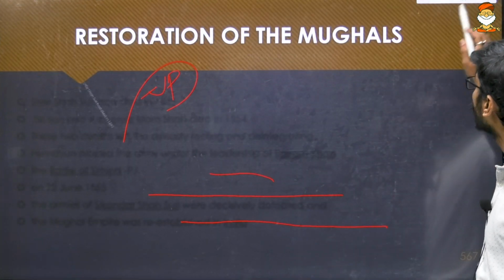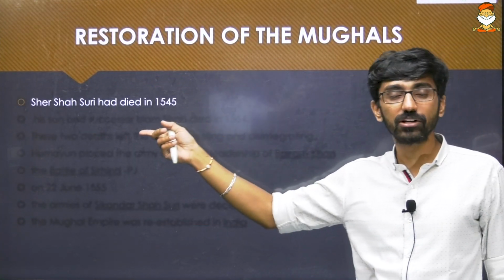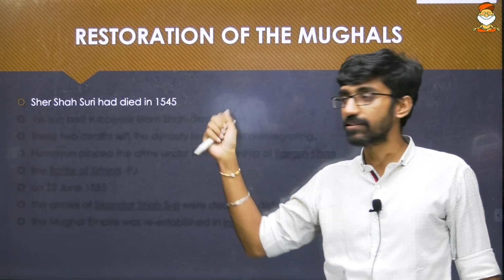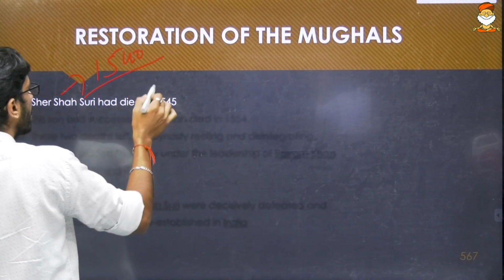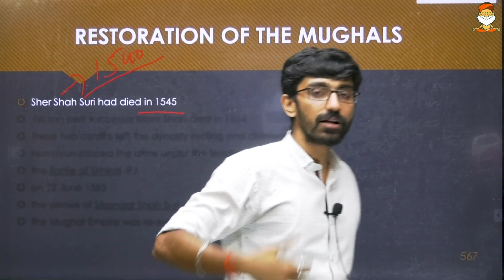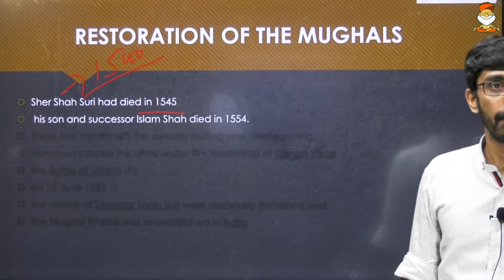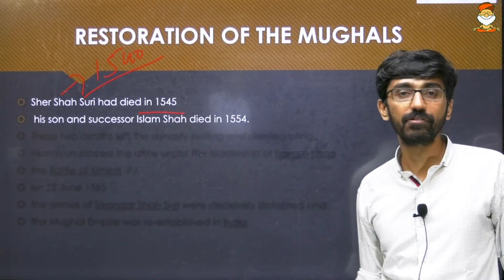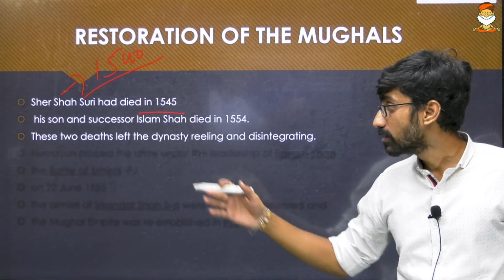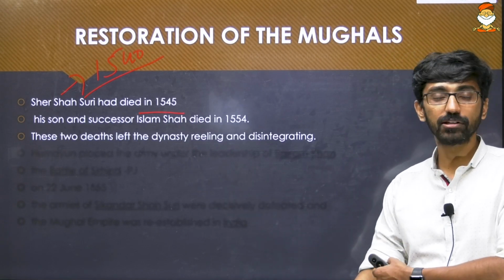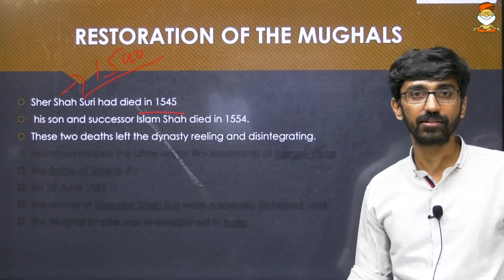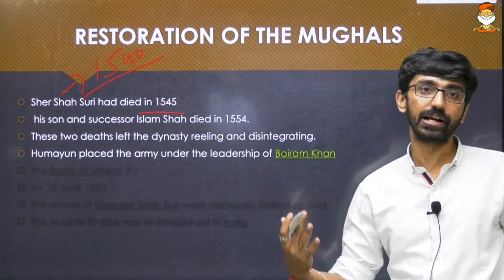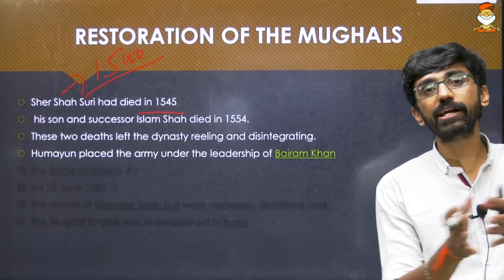Then a restoration of the Mughals happened in 1555-56, because Sher Shah Suri had died in 1545; he had established the Sur Empire in 1540. Then again, conflicts happened within the Sur Empire. His son and successor Islam Shah died in 1554. These two deaths, of two important rulers of the Sur dynasty, Sher Shah and Islam Shah, created some kind of conflicts, and the Sur Empire was disintegrating. That is the reason Humayun wanted to reconquer India.